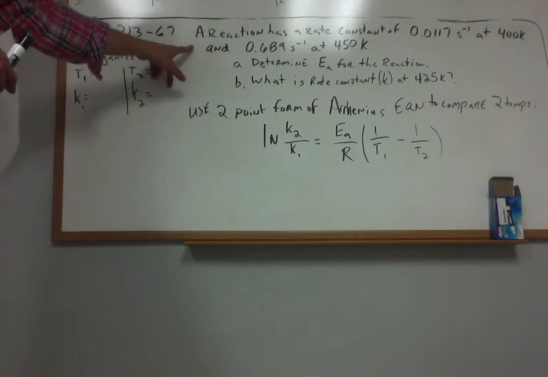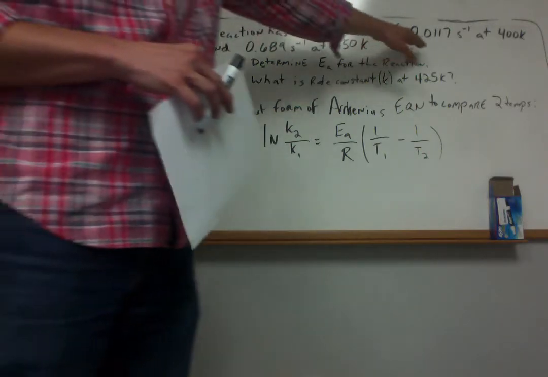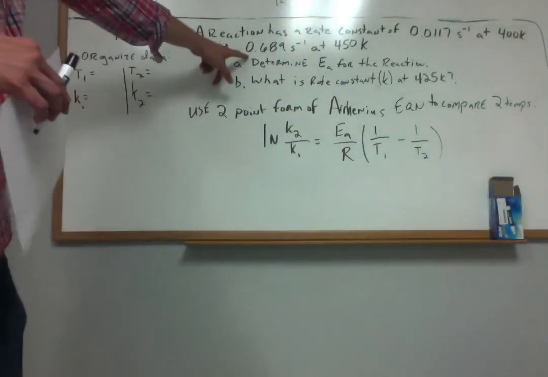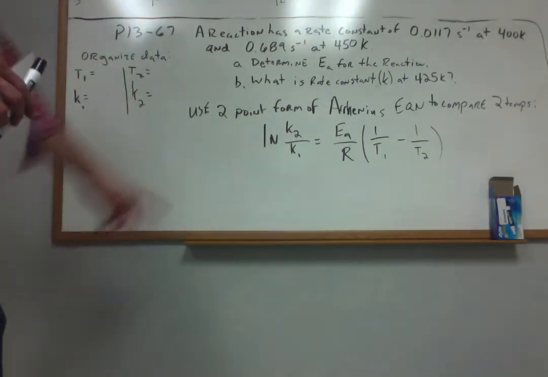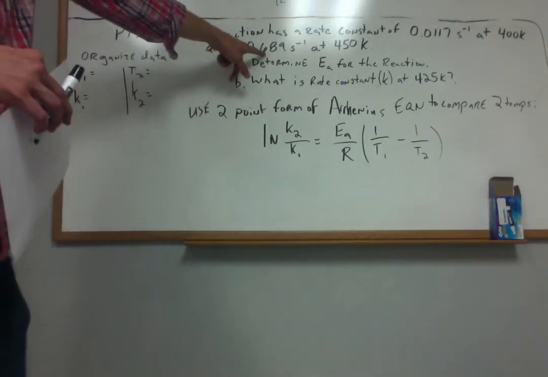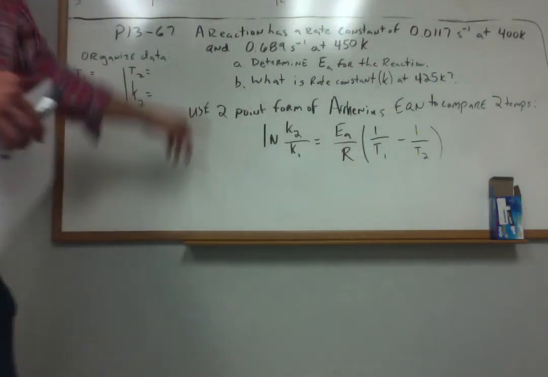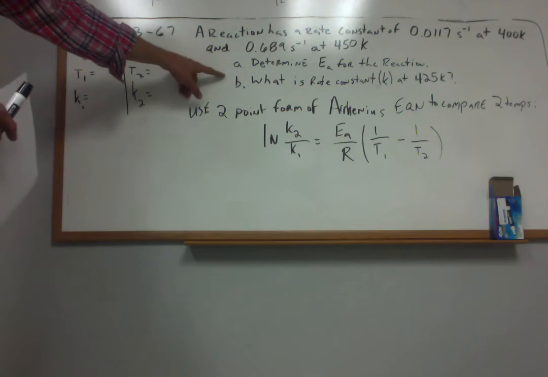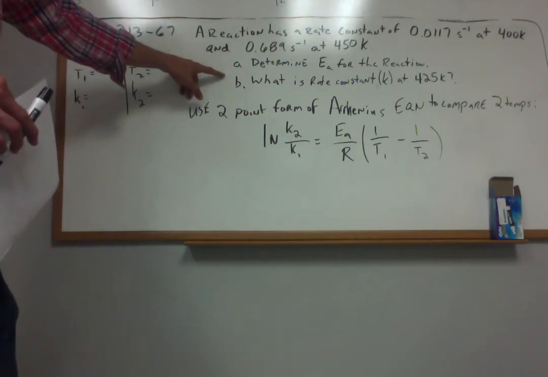The question is framed by asking, a reaction has a rate constant of 0.011 per second at 400 Kelvin and 0.689 per second at 450 Kelvin. So they give us the rate constant at two different temperatures. And we're asked to find the energy of activation, EA, for the reaction, and what is the rate constant at an intermediate temperature, 425 Kelvin.